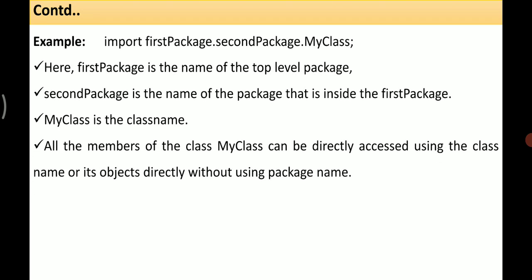Let's see an example. We have import first package dot second package dot my class. So here first package is the name of the top level package, and second package is the name of the package that is inside the first package, and my class is the class name. See, all the members of the class, that is my class, can be directly accessed using the class name or its objects, that is, directly without using the package name.